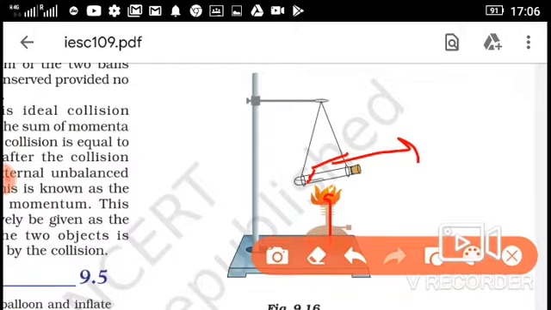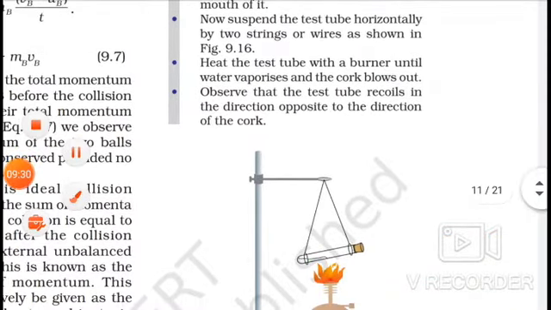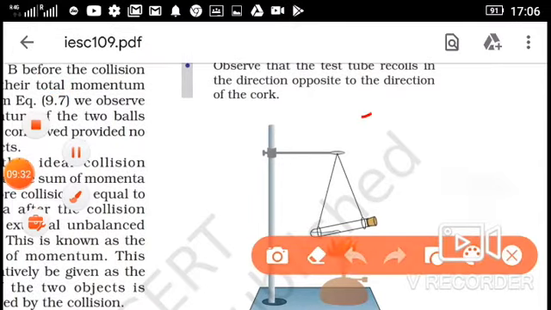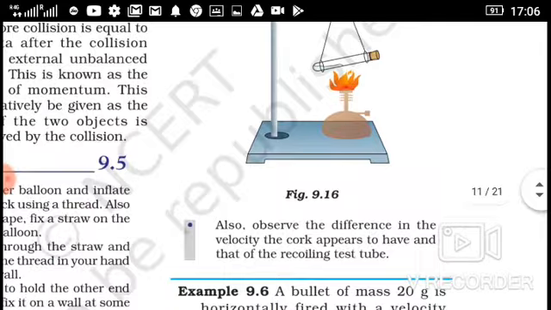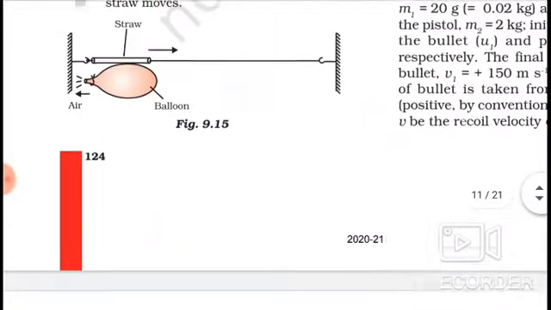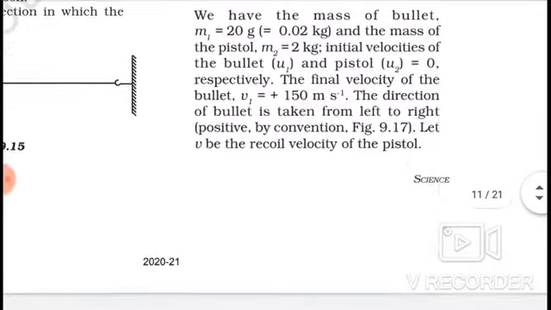Now you observe that the test tube recoils in the direction opposite to the direction of the cork. The cork moves in this direction and the test tube moves in this direction. So this is also the third law of motion. Now this is clear. Now example 9.6.